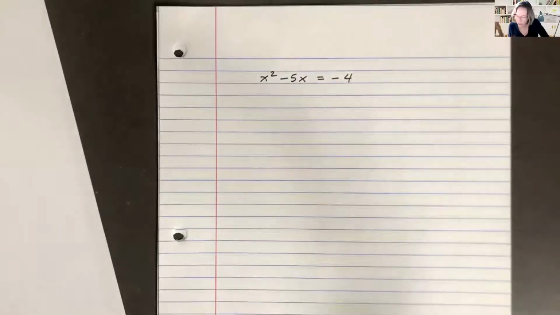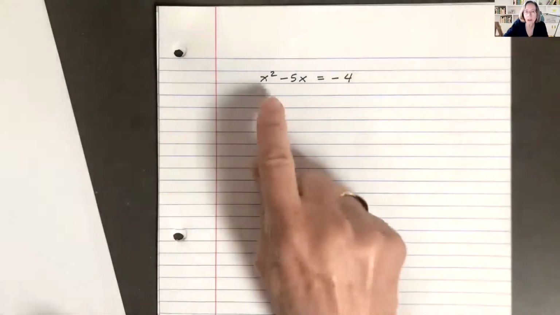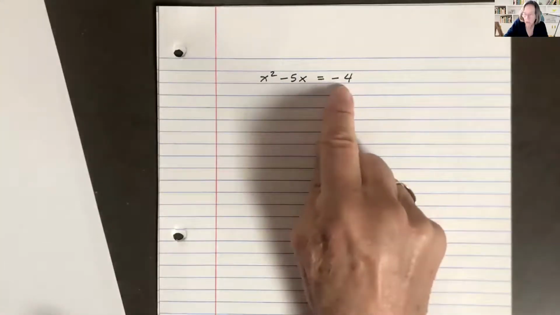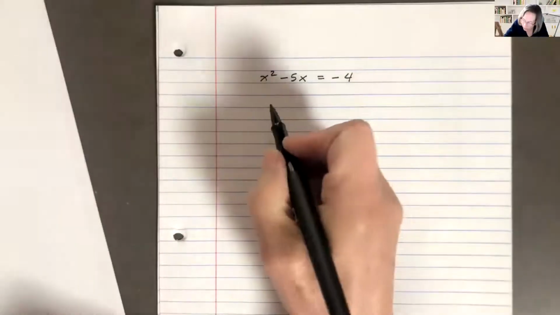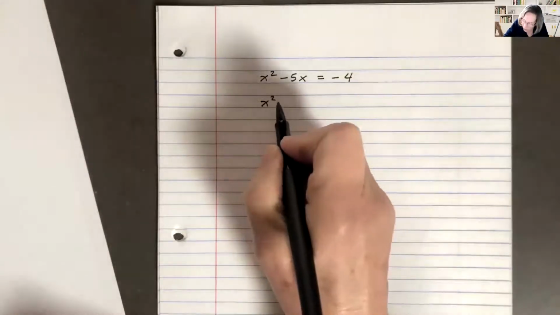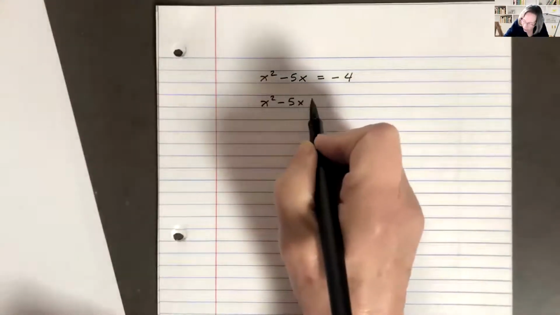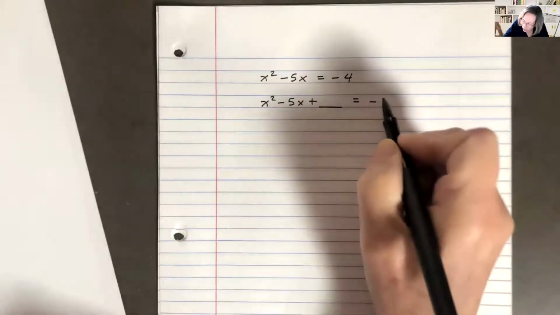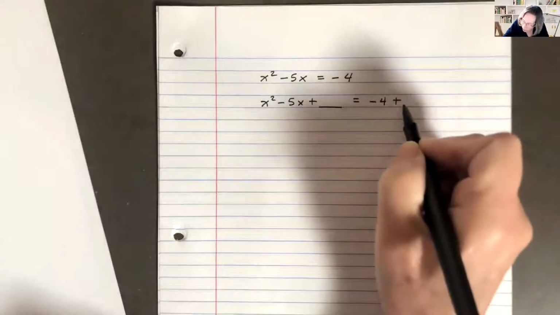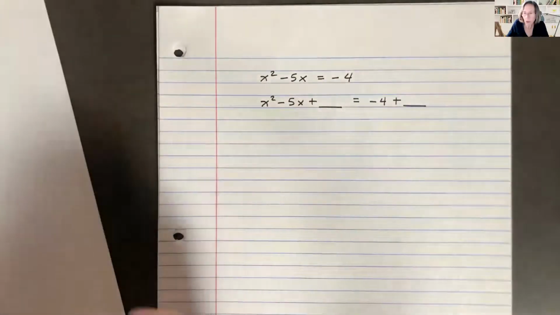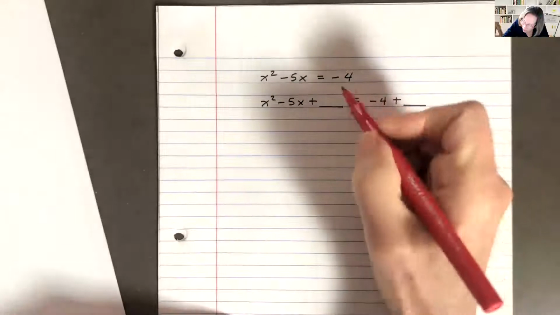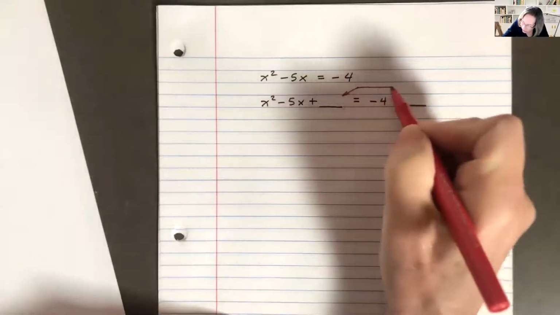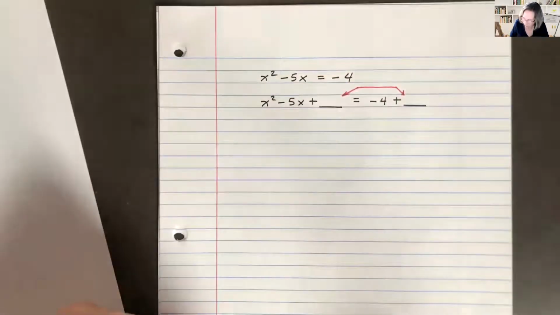So anyway, x squared minus 5x already on the left side with the constant already on the right side. So I do my setup. x squared minus 5x plus blank to complete the square equals on the right -4 plus blank to balance the equation. Okay, so again, what gets added here has to be added there.